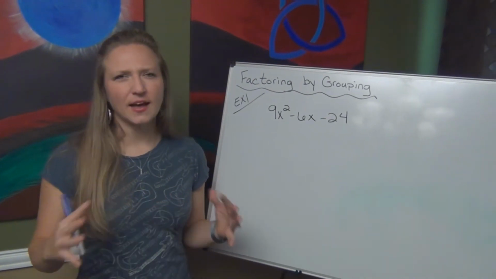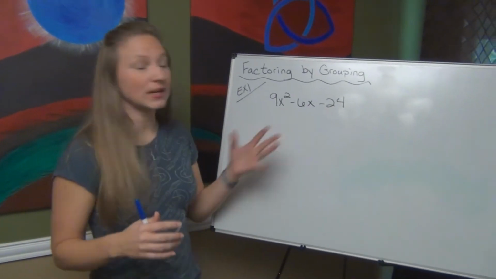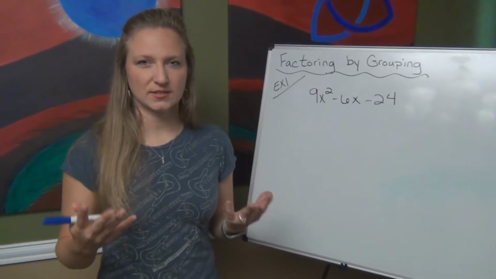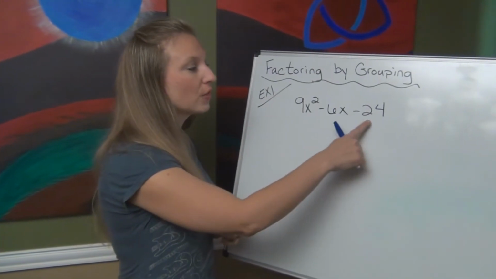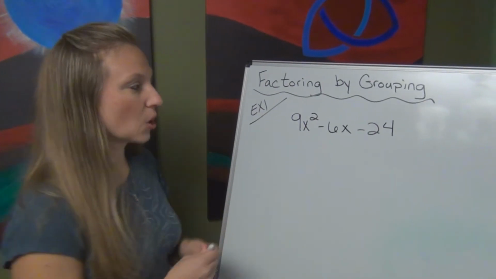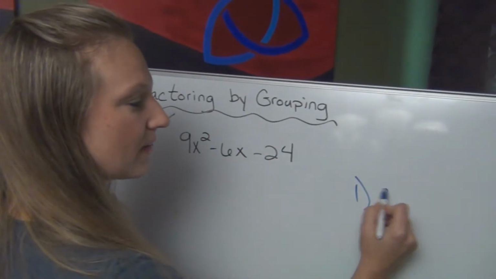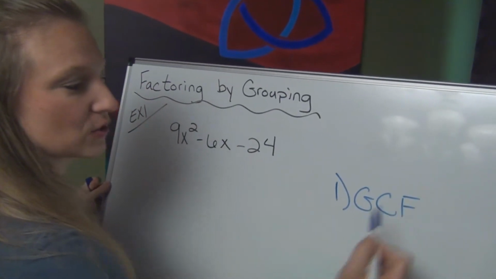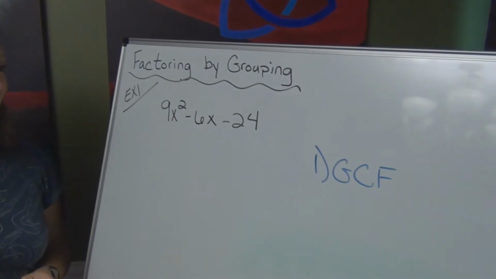Before you start any kind of factoring of a trinomial or anything, you always want to look to see if there's a greatest common factor that you can divide all the terms by, because that'll make your problem so much more simple. So I am first going to see if I can take a greatest common factor out. We shorten that to be a GCF.